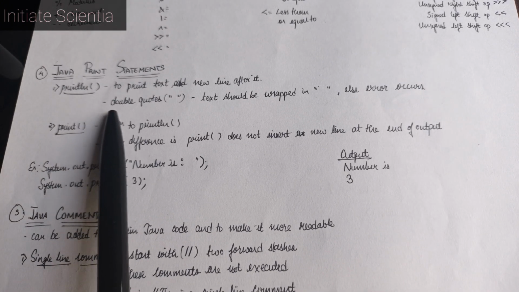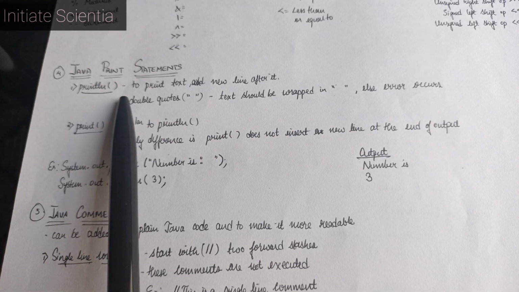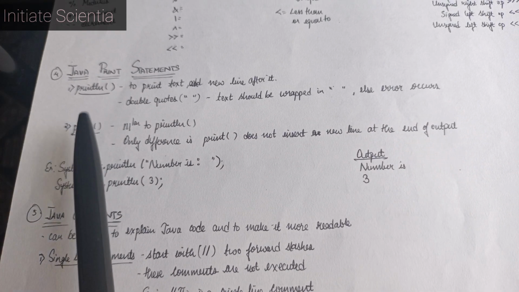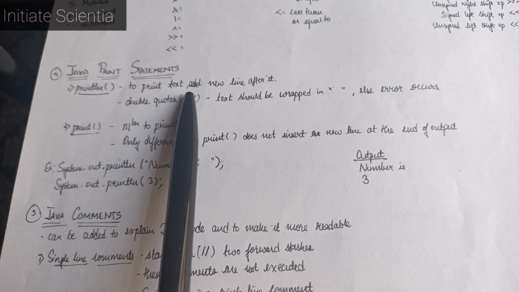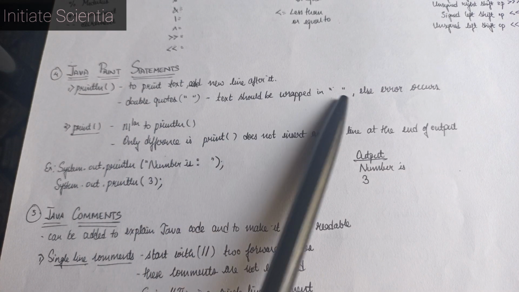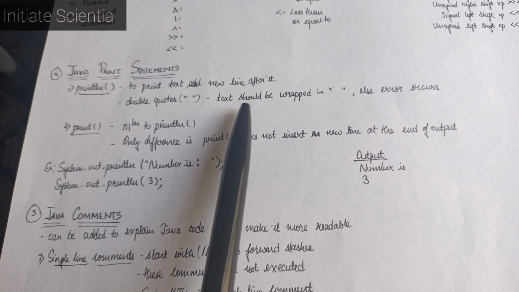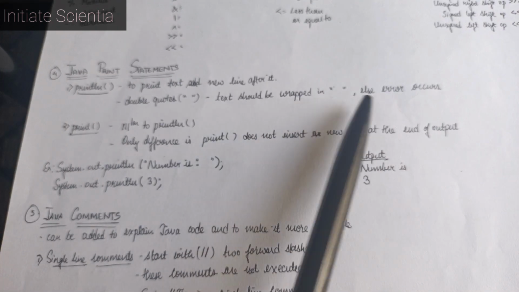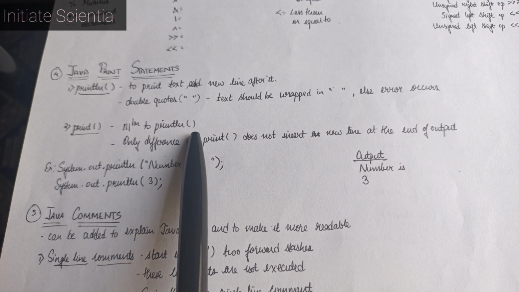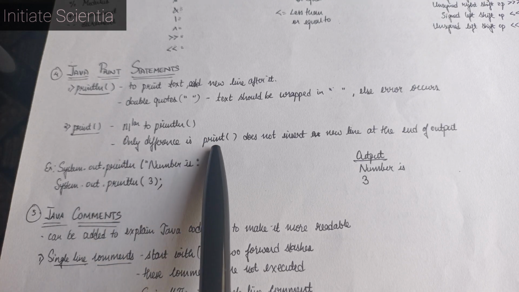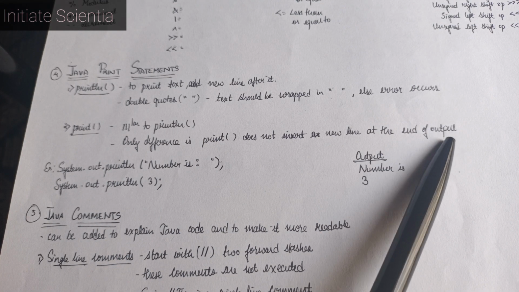Now let's move on to the Java print statements. In Java, we can use one of two statements for printing. With println, we can print text and add a new line after it. Double quotes should be used; text should be wrapped within the double quotes, else an error occurs. Next is print. It is similar to println. The only difference is print does not insert a new line at the end of the output.